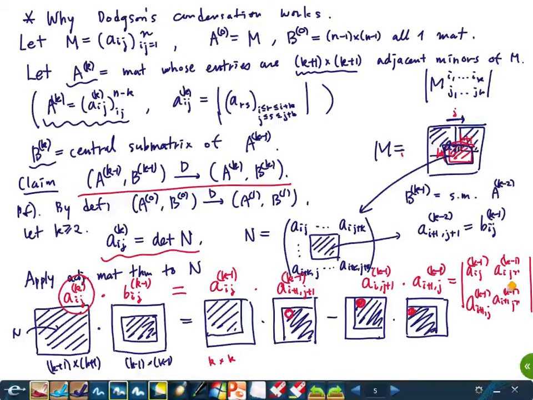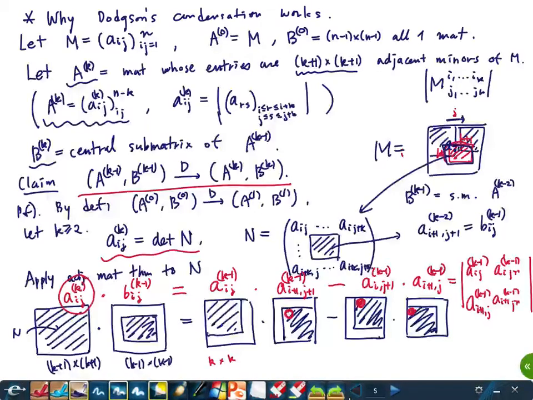Any question? Minus. Yeah, you need to think about this and then do it by yourself if you really want. But there is nothing very difficult here. There are just many things to check, but you can do this if you really have time and energy and passion. Okay? So this is why Dodgson's condensation works. Any question about this? All right. So try to do this by yourself after lecture.